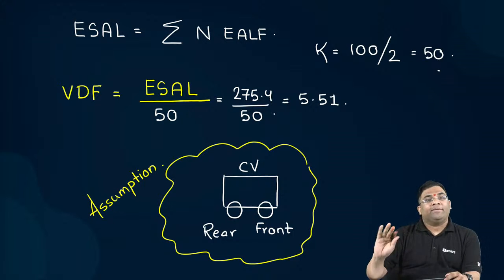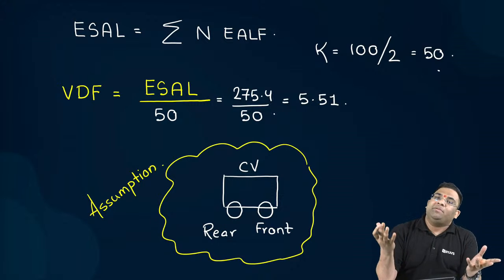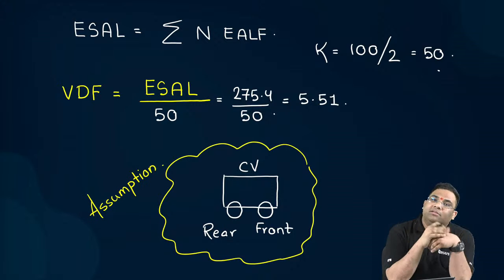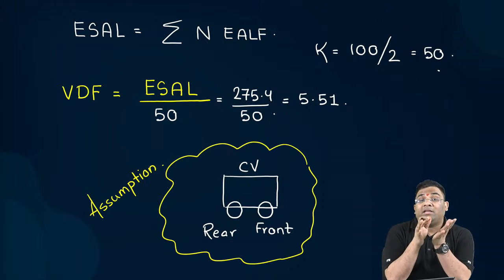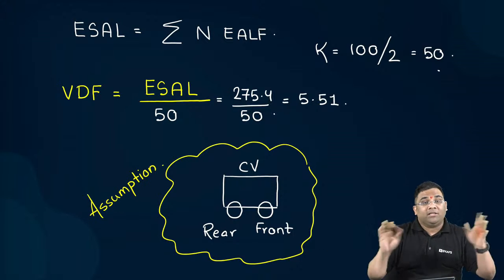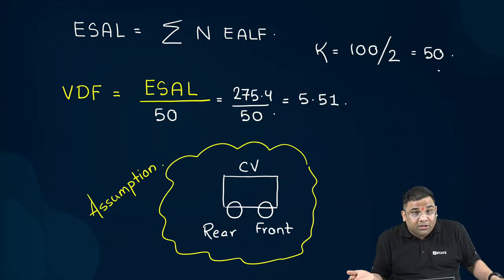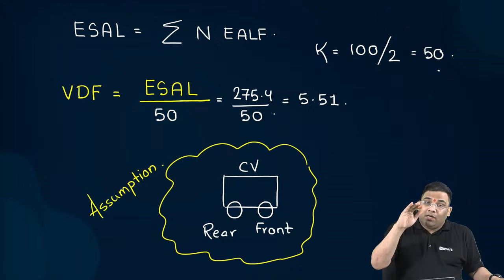But if they mention the commercial vehicles, very good. Why am I telling this? Because there is a possibility that some commercial vehicles have 3 axles. In that case, the number of commercial vehicles can vary. So if they mention the number of commercial vehicles, just divide by K, game over, find out the vehicle damage factor. But if they don't mention, then the total number is 100, divide by 2.